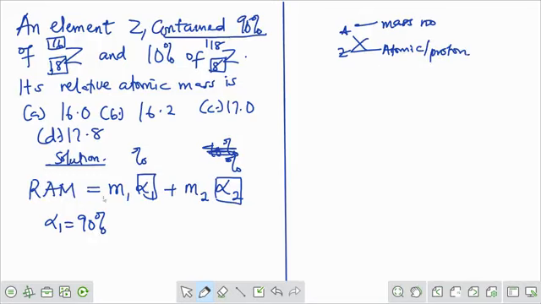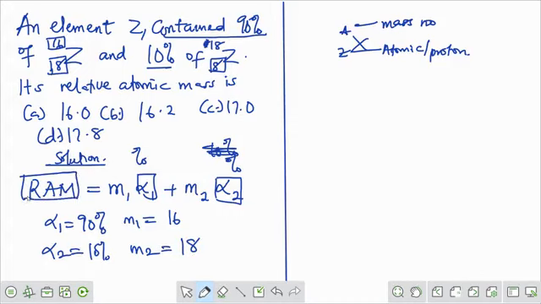Now, it means the mass of the first element is 16. That is M1. Now, the second element, the relative abundance, they write it for us to be 10%. They give us the mass also, which is, I made a mistake here, no, it's 18. So let's just substitute into our question. Then we get our relative atomic mass.